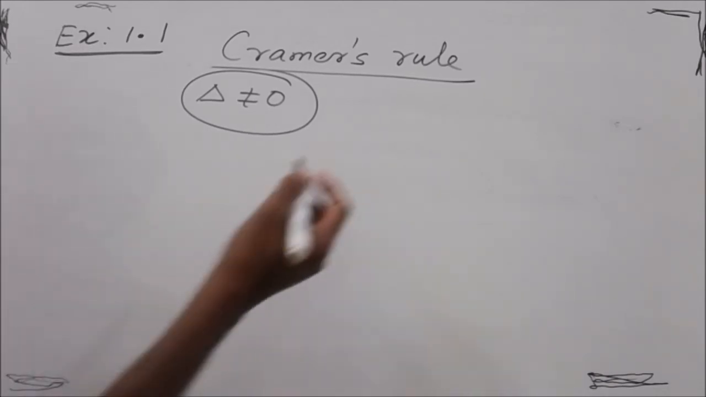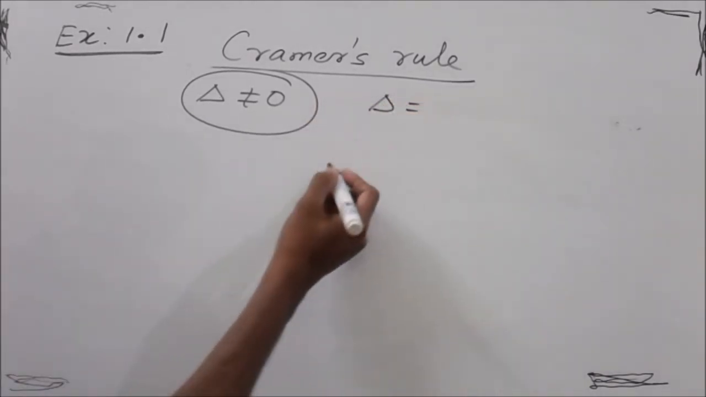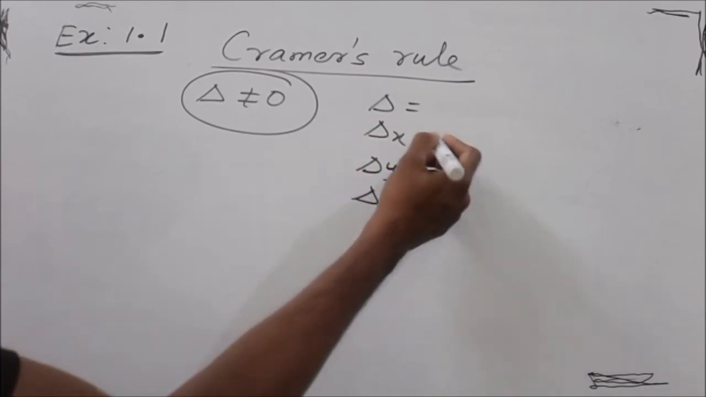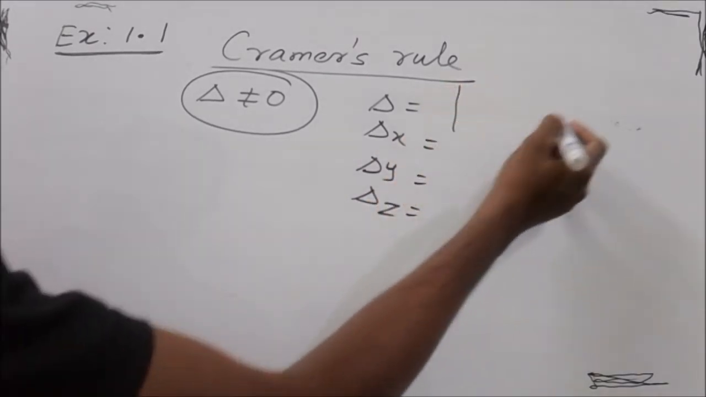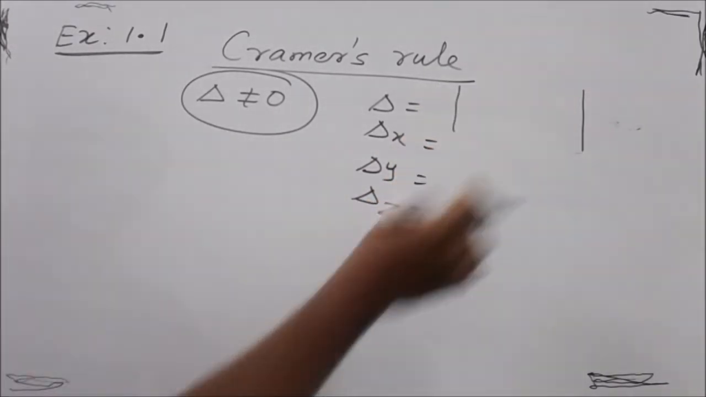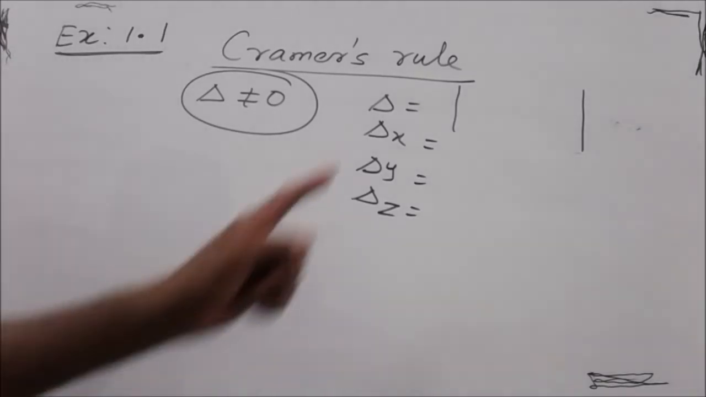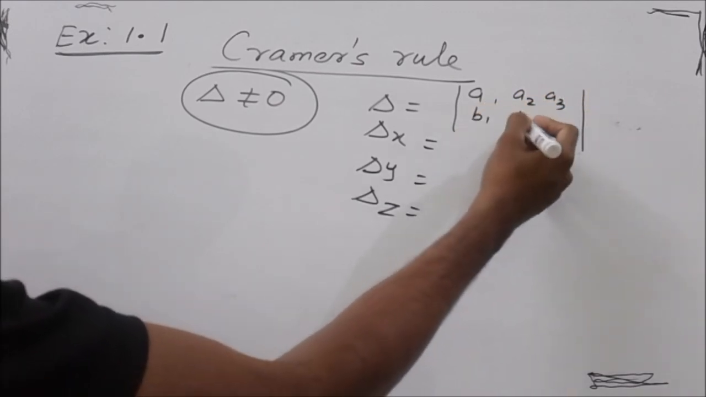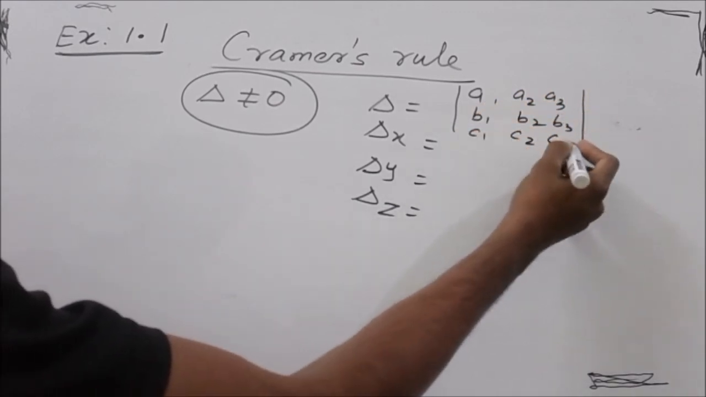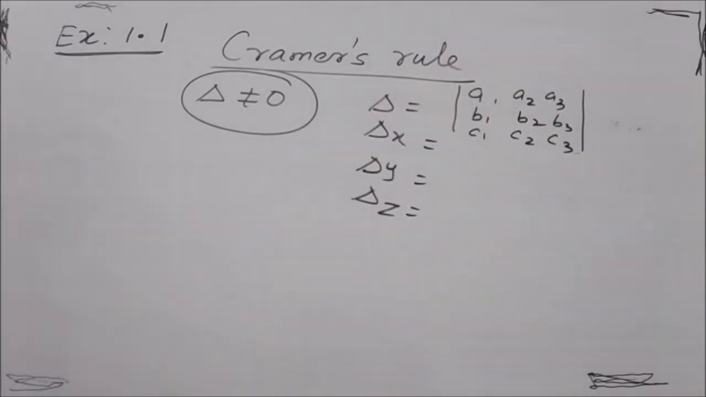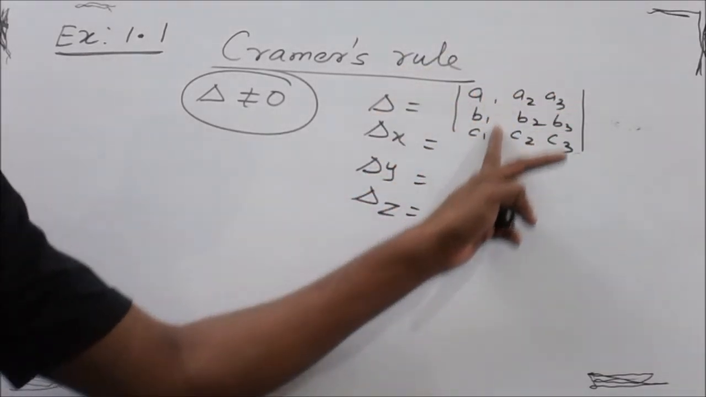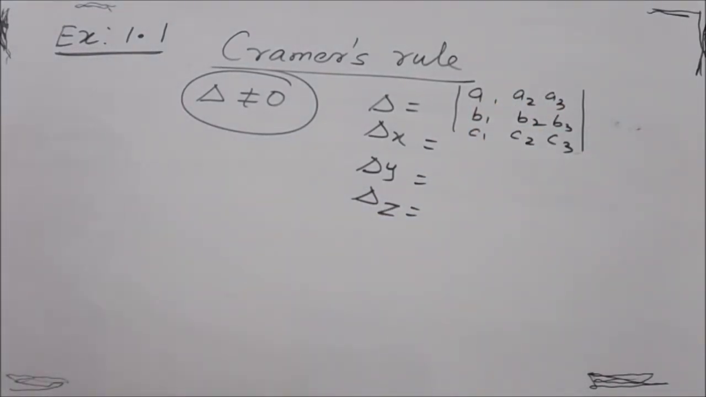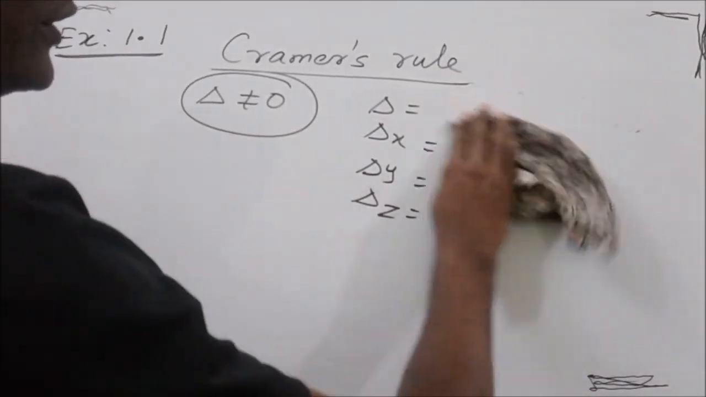In that case, there are 4 things we should find: delta, delta x, delta y, delta z. In delta, only the coefficients of the variables are taken. That is the determinant of the coefficient matrix: a1, a2, a3, b1, b2, b3, c1, c2, c3. a1, b1, c1 are the coefficients of x, y, z. Like that we will take. So delta means the determinant value of the coefficient matrix.